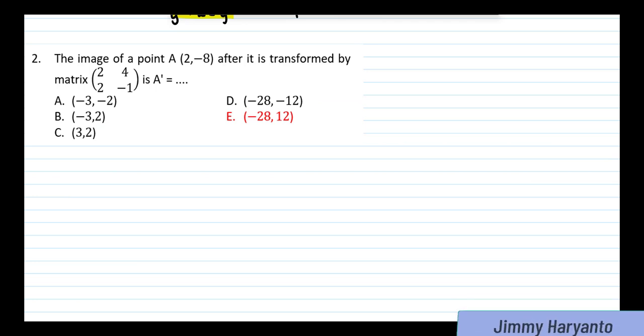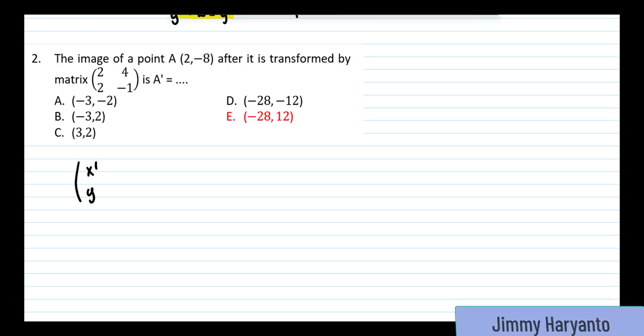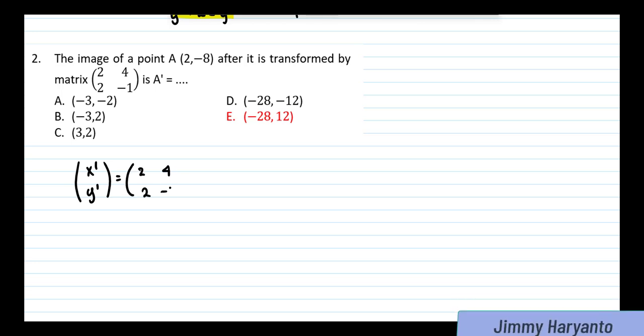Okay, next is number 2. For number 2 we have a point. So the matrix is a random matrix. That means the formula will be like this: (x', y') equals the matrix (2, 4; 2, -1), times with (x, y).